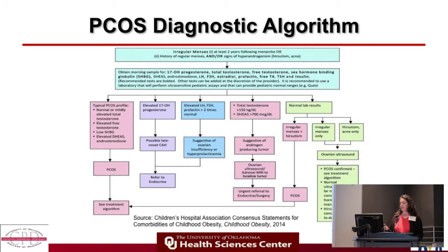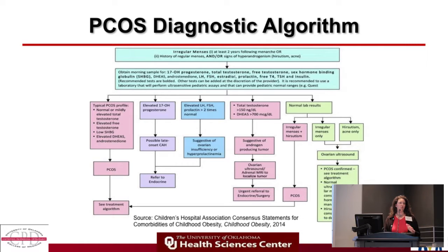So again, these are the consensus statements that I mentioned by the Children's Hospital Association. Irregular menses for 2 years following onset of menses, and or signs of hirsutism and acne, go ahead and work this up. And the bolded labs are those that they recommend.